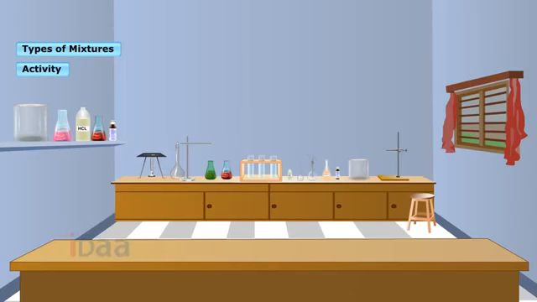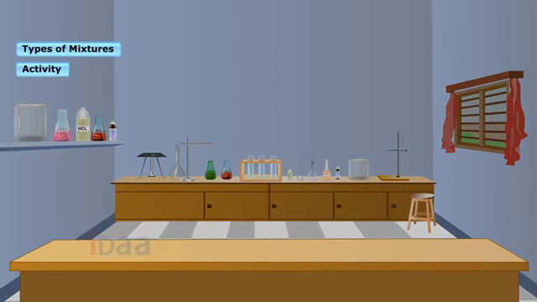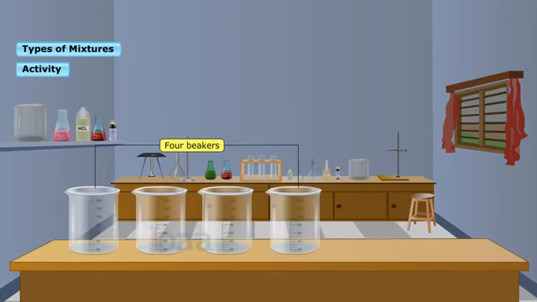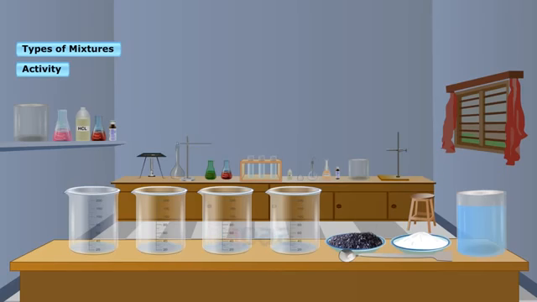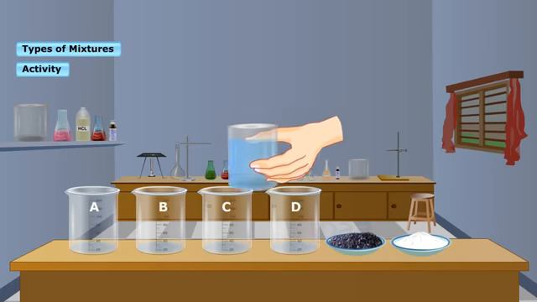Types of mixtures. We will start this section with an activity. Activity. For this activity, we need 4 beakers, potassium permanganate and sodium chloride, spatulas and water. Label the 4 beakers as A, B, C and D. Fill all the beakers up to the 100 ml mark.